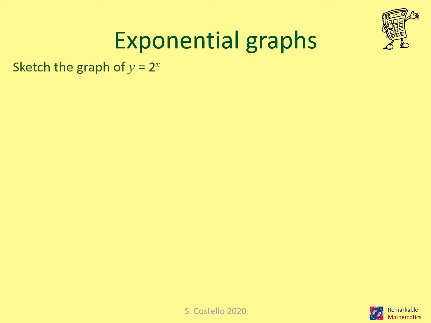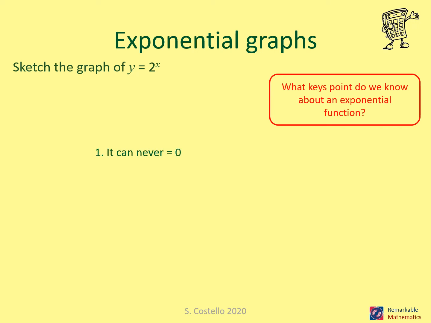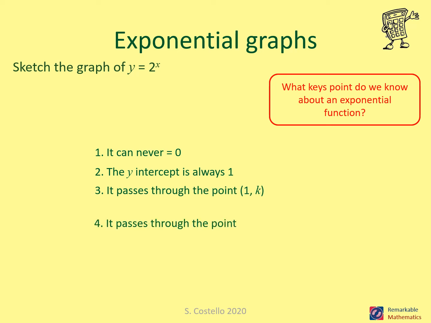Now, using a calculator, sketch a graph of y equals 2 to the x. When asked to sketch a graph, we are only after the key points and the general shape of the graph. What key points do we know about an exponential function? We know it can never equal 0. The y-intercept is always 1. It passes through the point 1, k. It passes through the point minus 1, 1 over k.